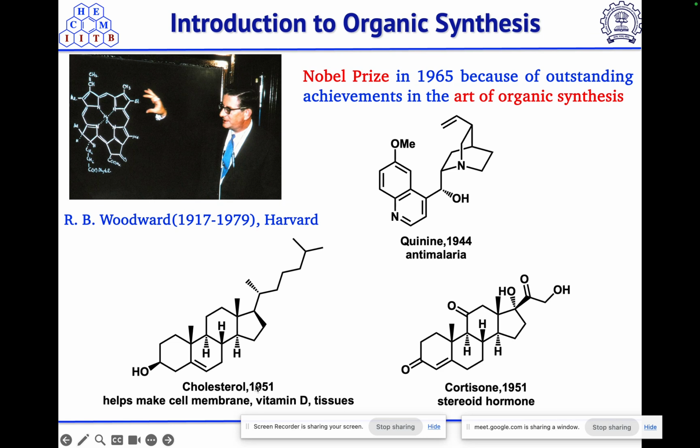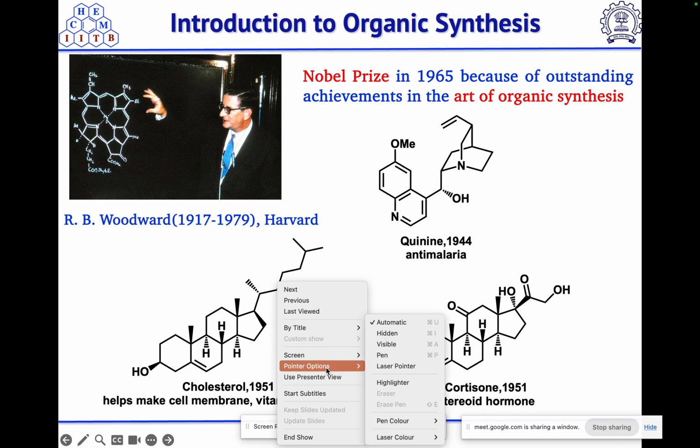Also, he synthesized cholesterol in 1951. Cholesterol, all of you know, helps to make cell membranes, and also vitamin D synthesis. Also, it can make tissues. Now, about this cholesterol, I guess Professor Samik Nanda, in his lectures, talked about it, because in one of the slides he showed that previously the structure of cholesterol was wrong.